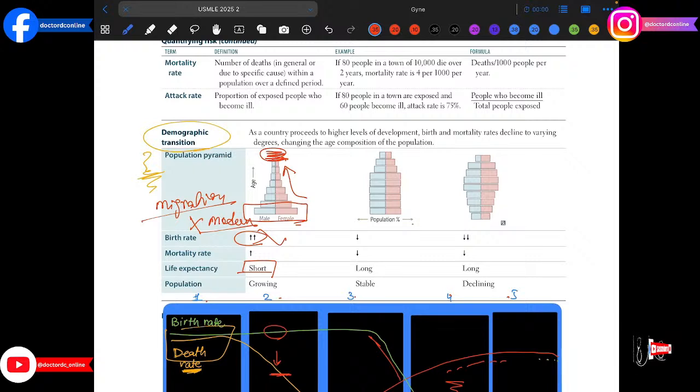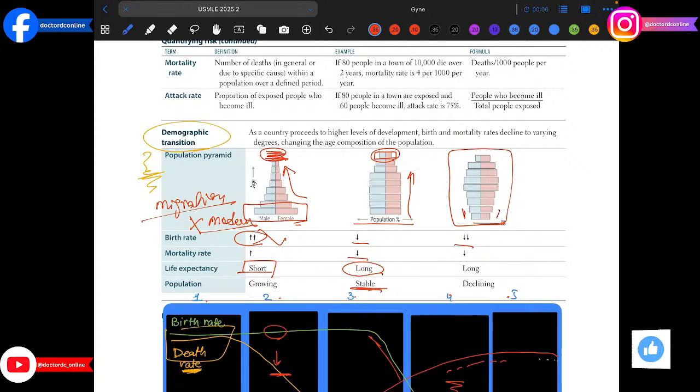Now focus on the second one. The pattern of the pyramid is constant, which indicates birth rate decreases with a decrease in mortality rate. And in this, life expectancy is long due to the wide peak. A stable population is seen in the third pyramid, where the narrow base indicates a very low birth rate, and the broader peak indicates a low death rate. Life expectancy is long, while the population is in a declining phase due to low birth rate.